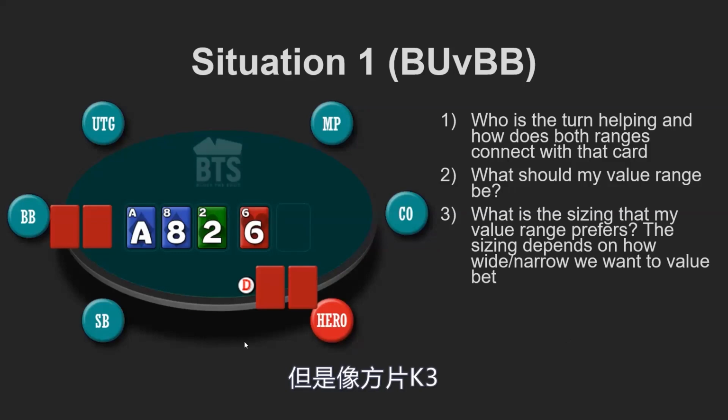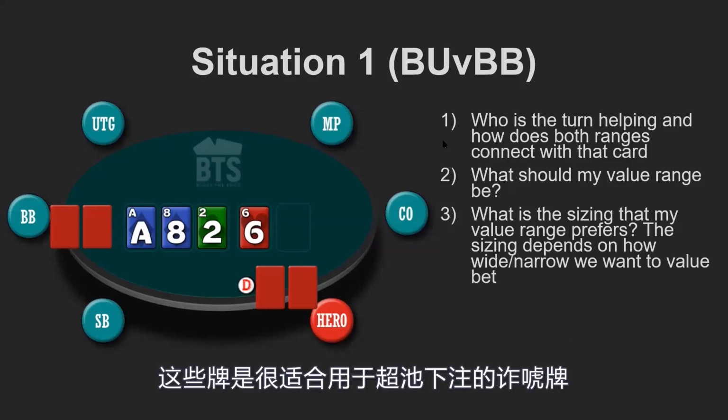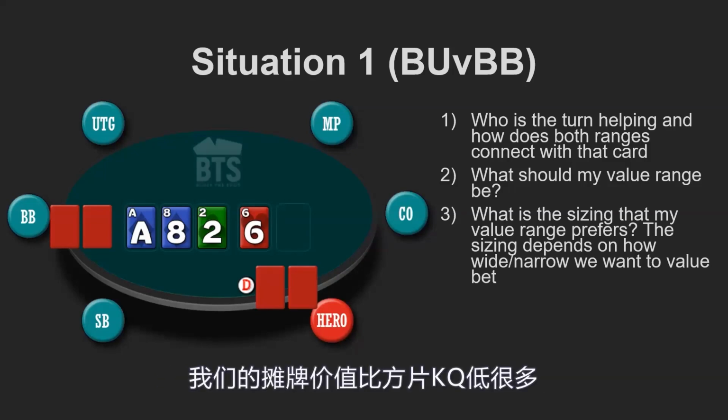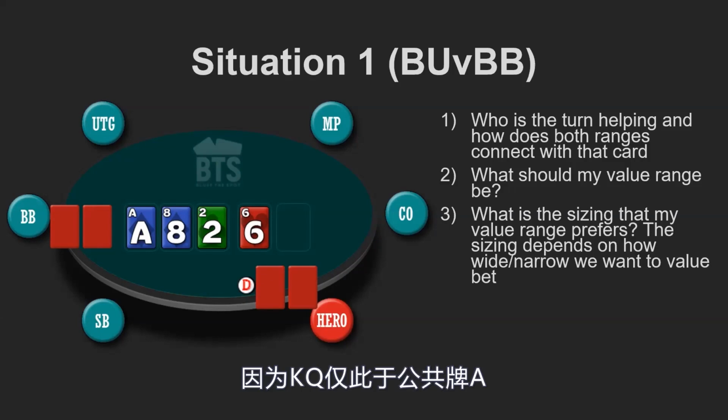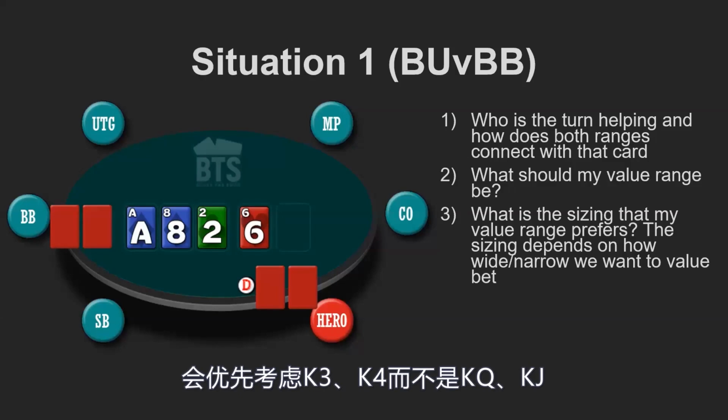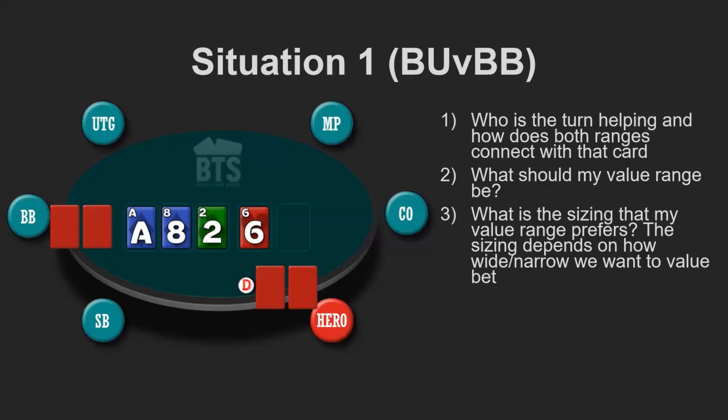So hands like king 3 of diamonds are the type of hands I would be overbetting for sure, because we have less showdown value than king queen. Let's say we have two overs to the 8, which is great, and with king 3 we have a bit less showdown value. So I would start overbetting hands like king 3, king 4 of diamonds before king jack and king queen.